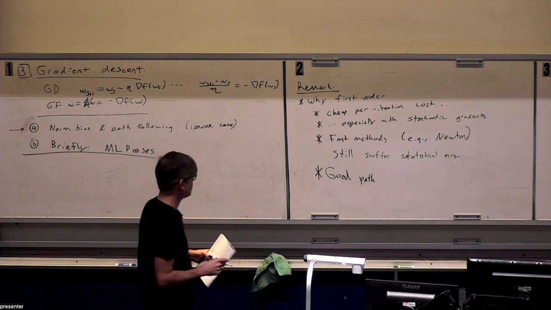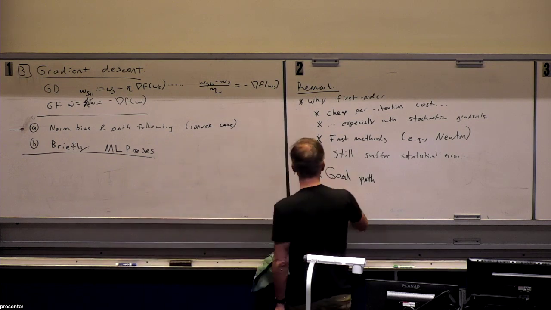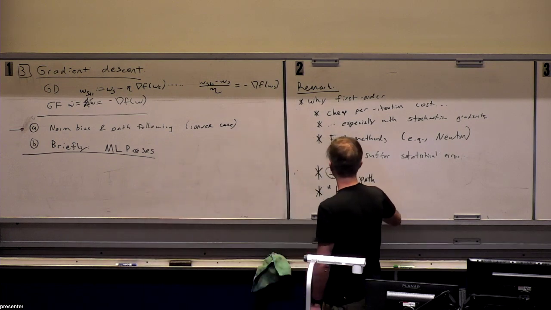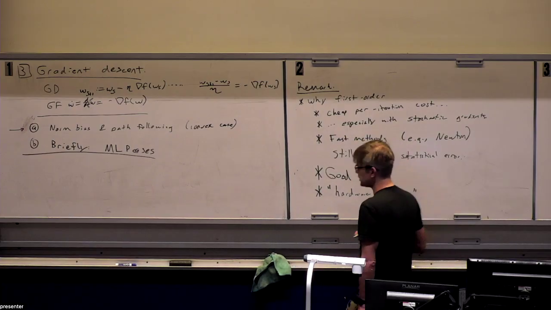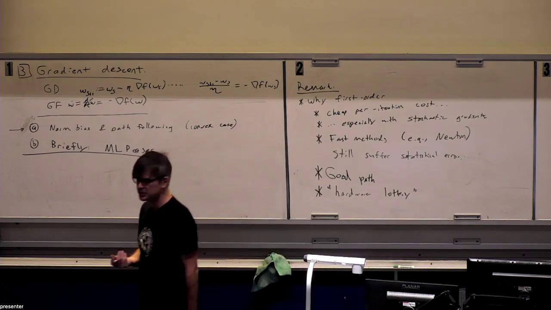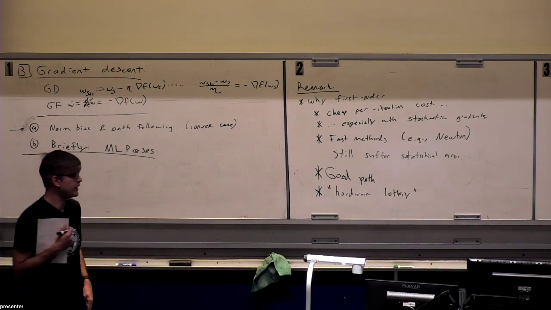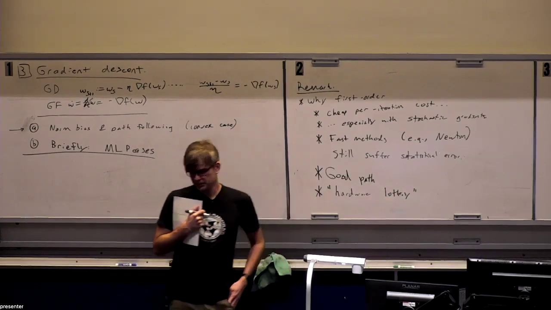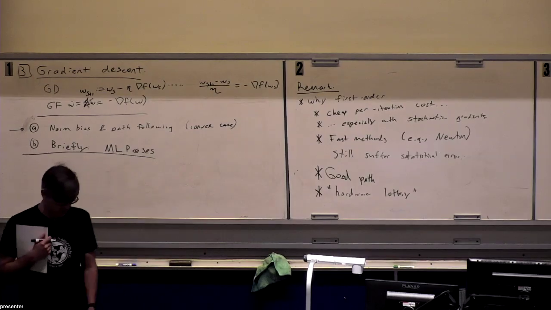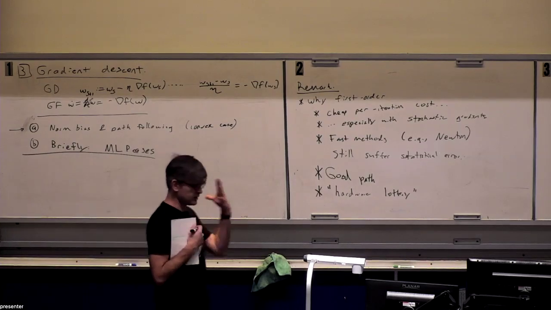I'll also say that there is the hardware lottery reason that they win. So there's a lot of perspectives on why deep learning is the way it is. And one is this hardware lottery. You can Google this. This is a paper somebody wrote. I think her name was Sarah Hooker or something. I forget the exact name.